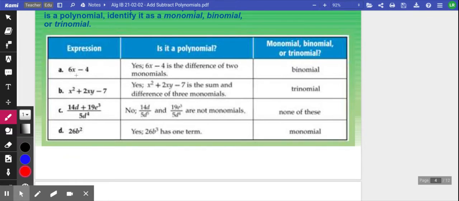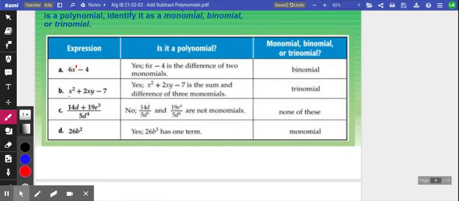So, this first expression, 6x minus 4. I have 2 terms. I have a 6x and I have a -4, so that is considered a binomial. Now, the degree of this binomial is 1 because I have x to the 1st right here. So that would be a degree 1 polynomial.